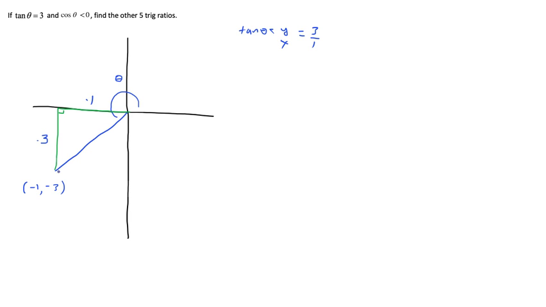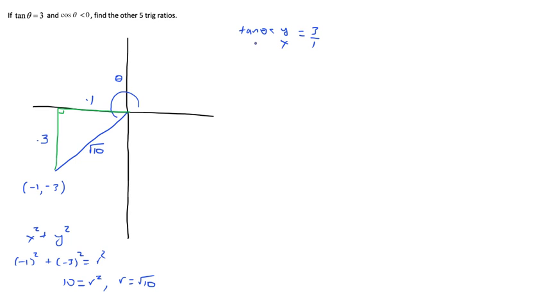Now, what is r? This is not equal to 1. To find this length, we can always just use the Pythagorean Theorem. So we've got (-1) squared plus (-3) squared is equal to r squared. 1 plus 9 is equal to 10, so that means that r is equal to radical 10. Now, remember, r is always positive, so we'll just keep that as positive radical 10.